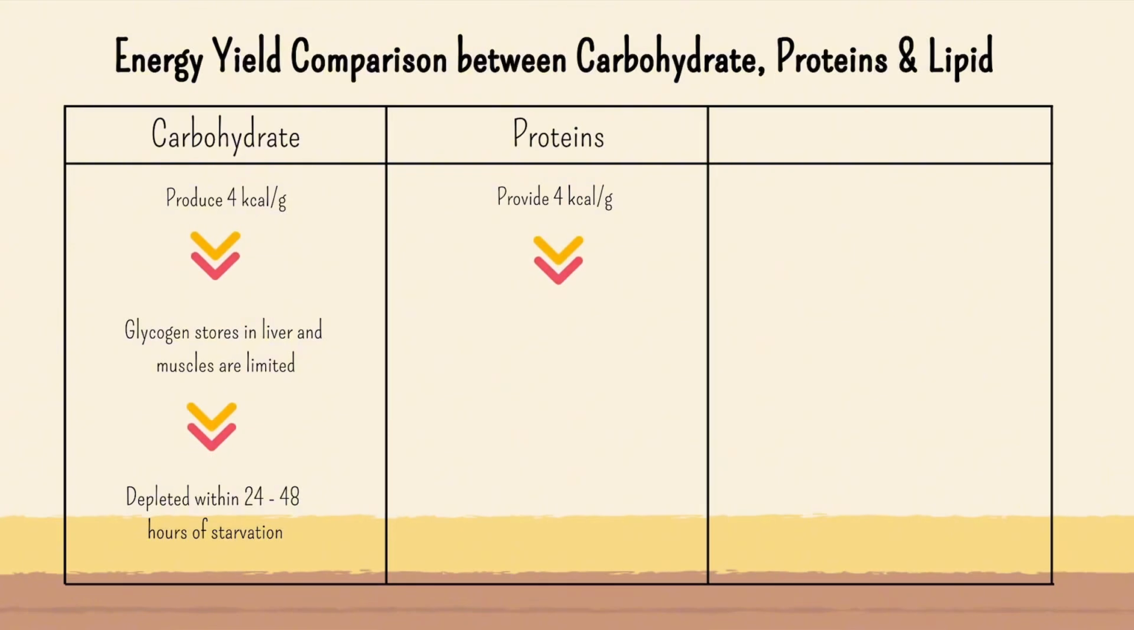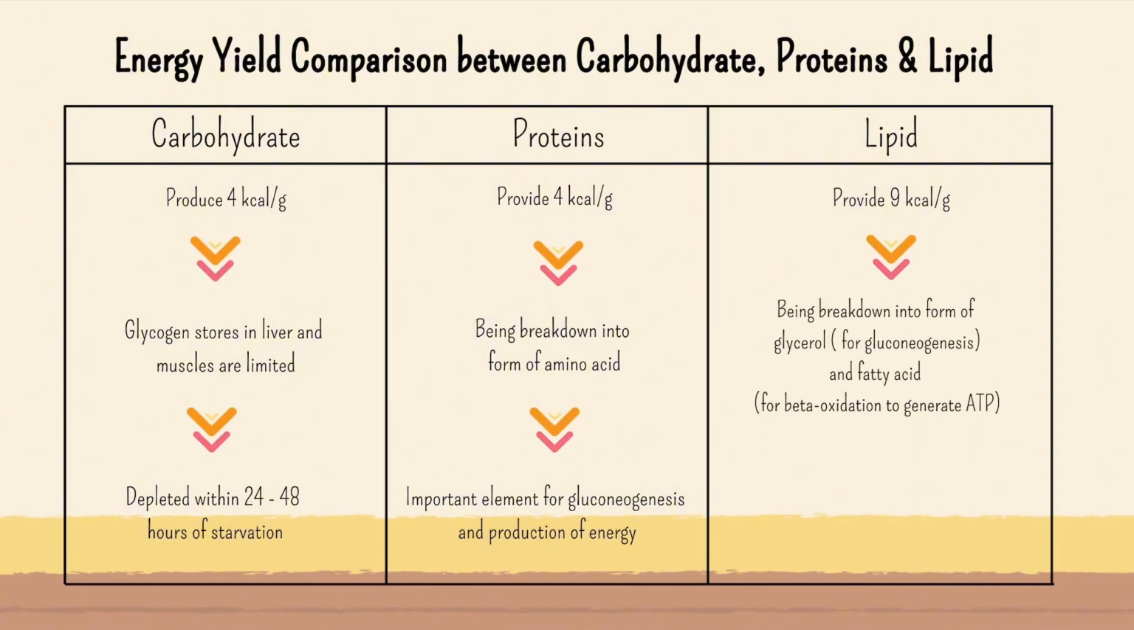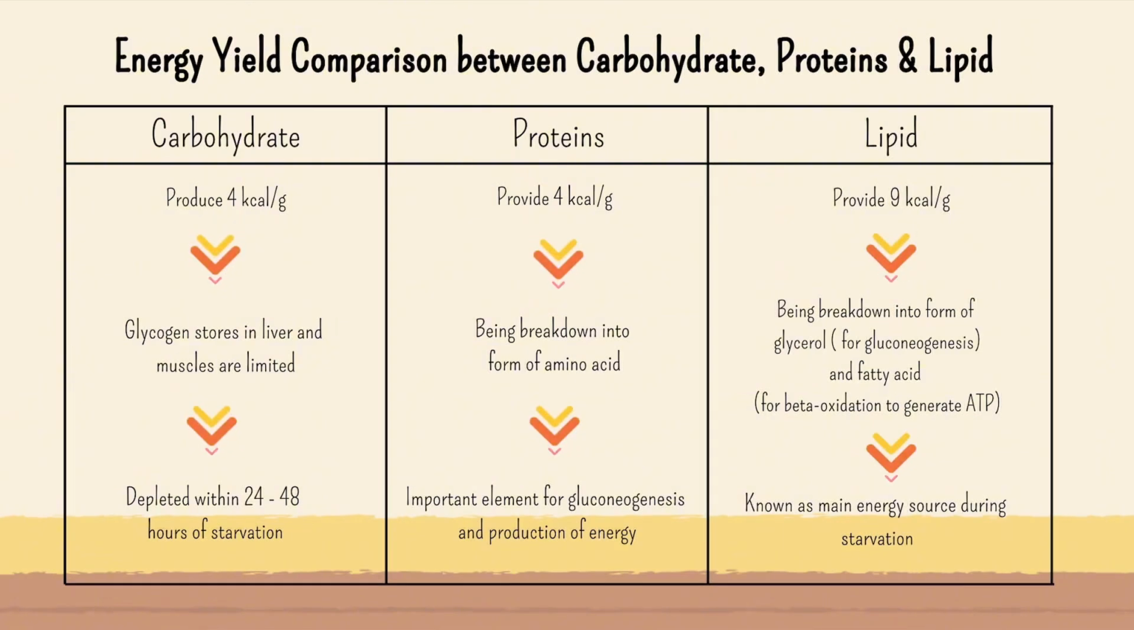So during prolonged starvation, when the glycogen stored in our liver and muscles is fully depleted, proteins will be broken down into amino acids. This is an important element for the gluconeogenesis process and production of energy. Meanwhile, lipid will produce 9 kilocalories per gram, making it the main energy source during prolonged starvation. Stored fat is mobilized as triglycerides, so it will be broken down into glycerol, which is used for gluconeogenesis, and fatty acids for beta oxidation to generate ATP. That's why lipid is known as the main energy source during starvation.